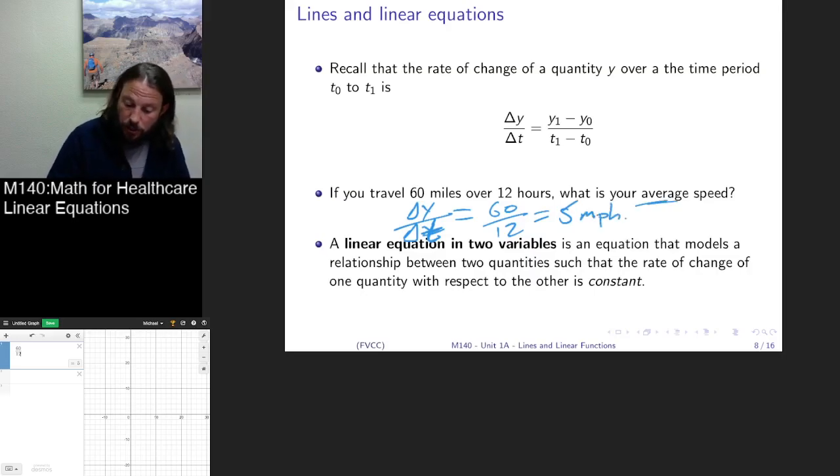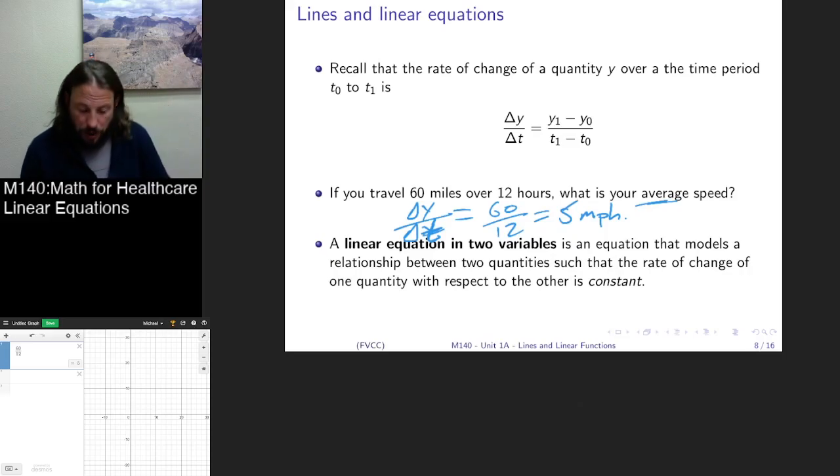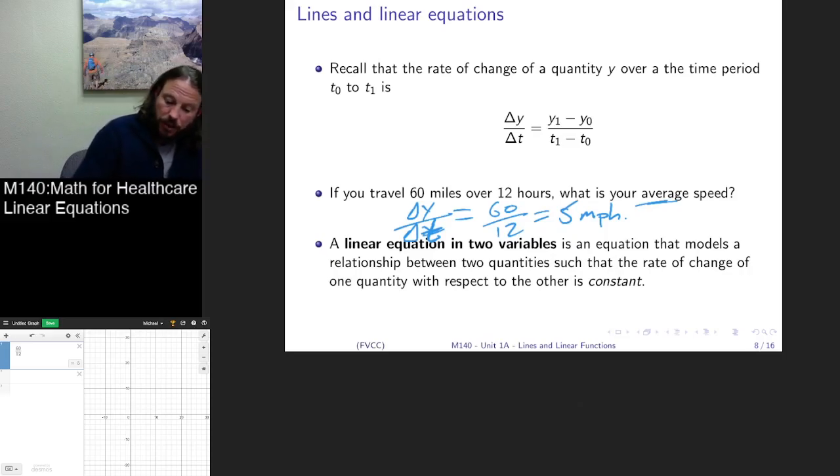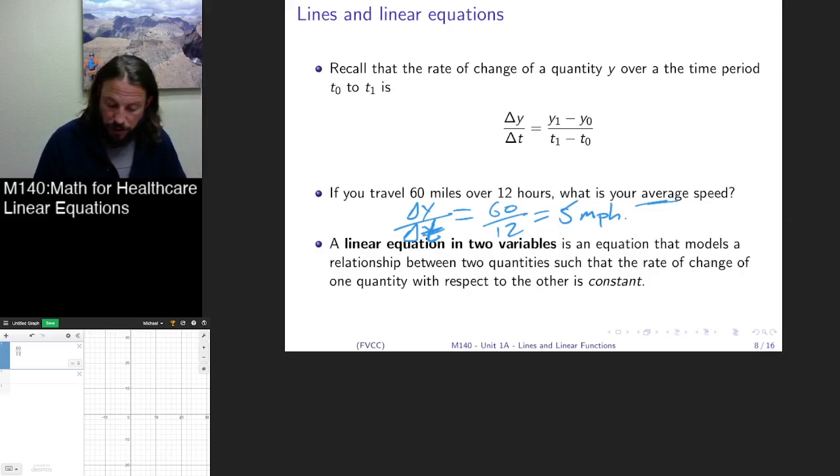That's not saying that you were driving 5 miles per hour the whole time. There's lots of ways that you could have that average speed over 12 hours. So most likely this person was not in a car. Maybe running, a slow bike ride. But it's tough to tell. There's lots of ways that could look.